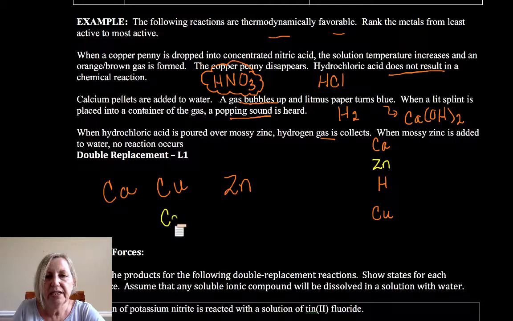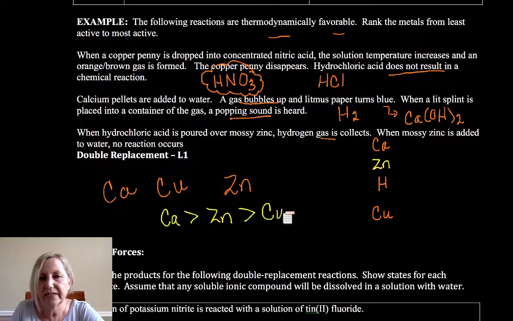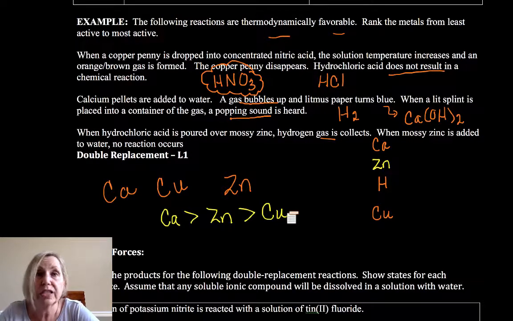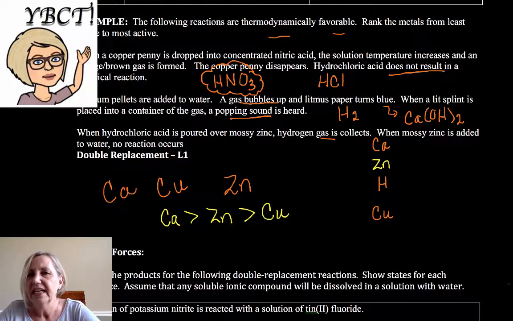So what we have here is that calcium is more active than zinc, which is more active than copper. And that's the approach that you're going to need to use if you don't have an activity series. Instead, you are asked to interpret data. So a lot of fun different ways you can get data and information on single replacement reactions. So good luck with those types of problems, and thanks for joining me.